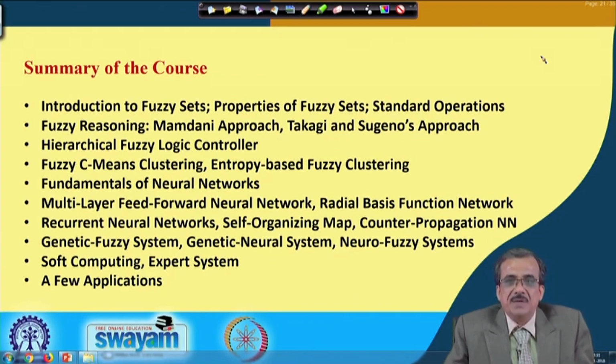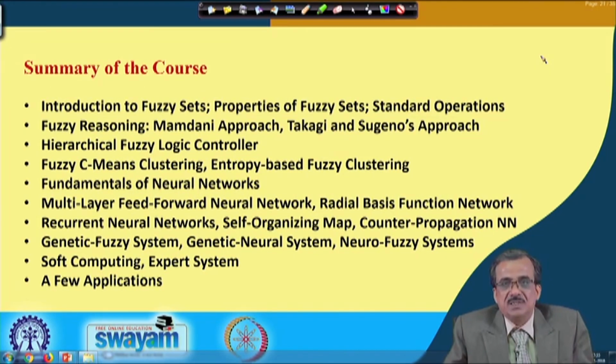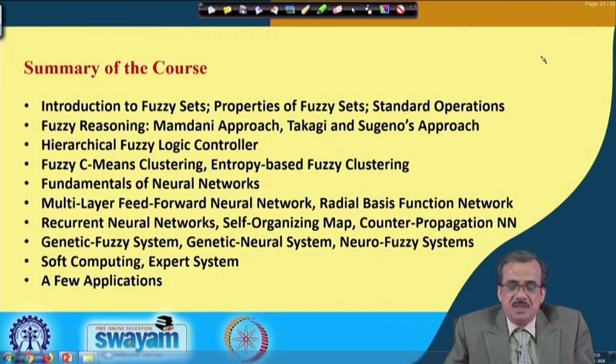We consider different types of membership function distribution. For example, we consider the triangular membership function distribution, the trapezoidal membership function distribution, Gaussian membership function distribution, sigmoidal membership function distribution, and so on. We started with a few definitions related to fuzzy sets. For example, we defined alpha cut of a fuzzy set, we defined how to define the core of a fuzzy set, the height of a fuzzy set, and all such things.